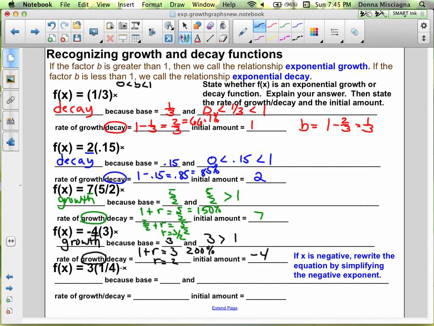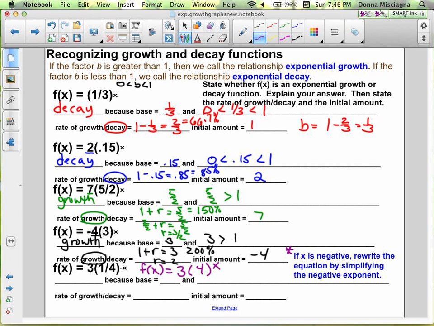And finally, the last one, f of x equals 3 times 1/4 to the negative x. Be careful, this is in your notes, put a little star. If x is negative, rewrite the equation by simplifying the negative exponent. So this is the same as f of x equals 3 times, you have to flip it. Instead of 1/4, it's going to be 4, and make your exponent positive. 3 times 4 to the x.